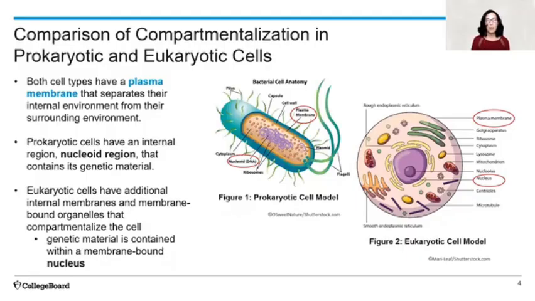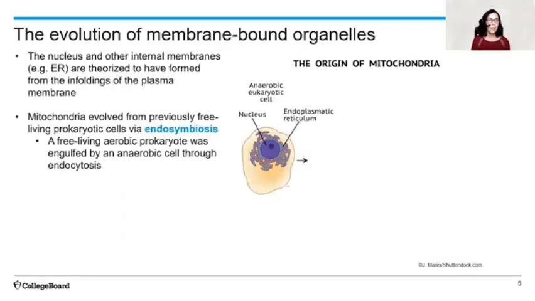So how did these membrane-bound organelles that we see in eukaryotic cells evolve? Well, the nucleus and other internal membranes like the ER are theorized to have formed from the infoldings of the plasma membrane. So you can see those structures on this initial cell. Mitochondria and chloroplasts, however, evolved from previously free-living prokaryotic cells via endosymbiosis. So I'm going to use the mitochondria here and its evolution to talk you through what endosymbiosis is.